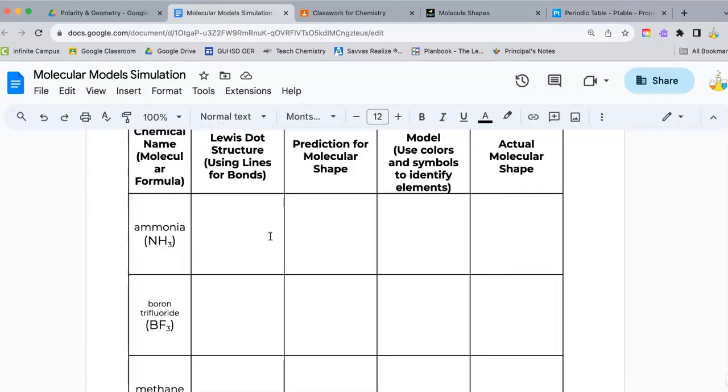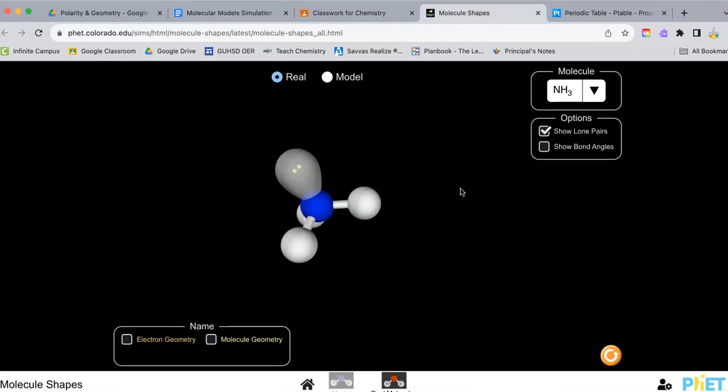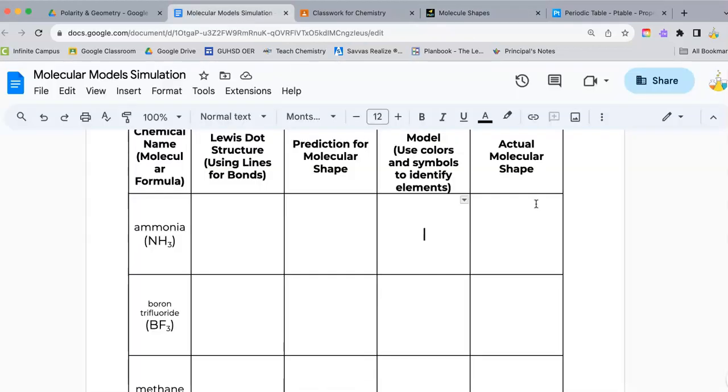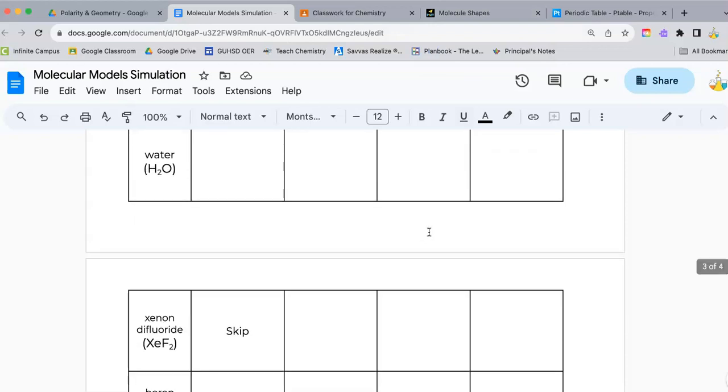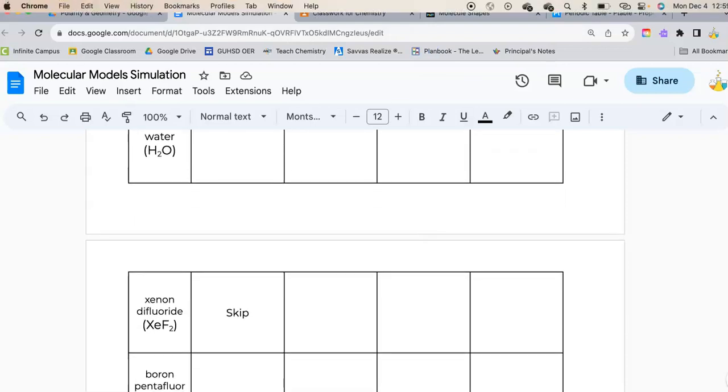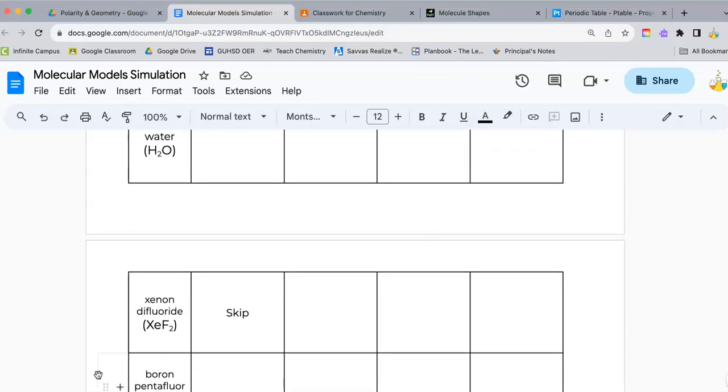So, on my sheet, I would have drawn the Lewis structure, I would have done my prediction and my model, you're going to recreate this, and then the actual molecular shape is what I find from my notes. Okay, that is all you are doing on this assignment. It is due Thursday when I get back for points.